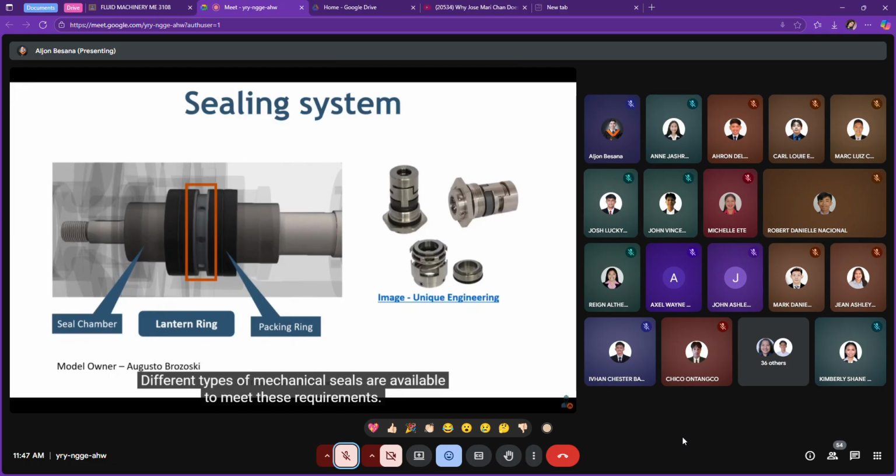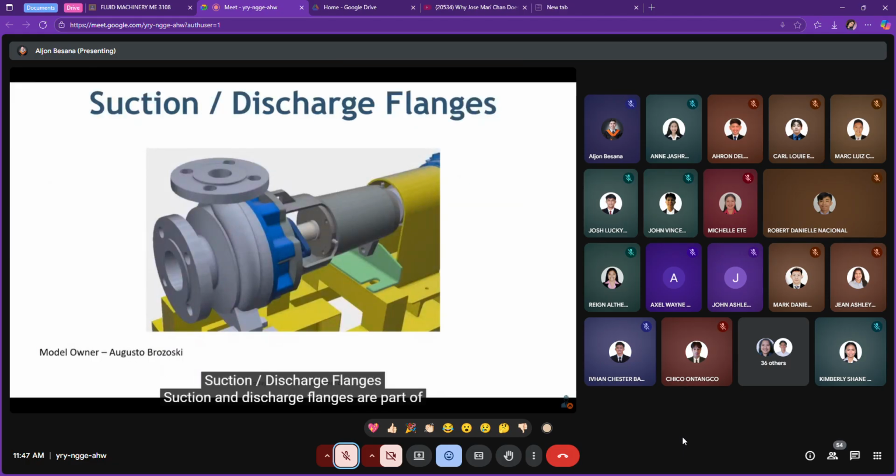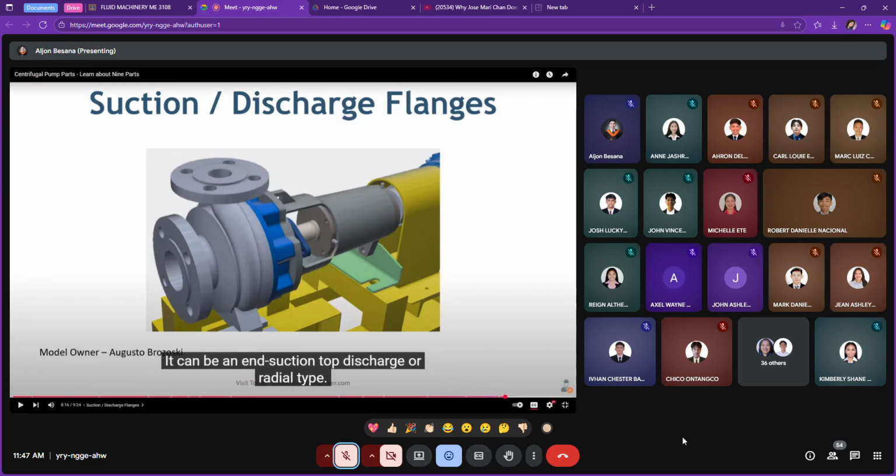The next part is the suction and discharge flanges. Suction and discharge flanges are the part of pump body. It can be end suction.